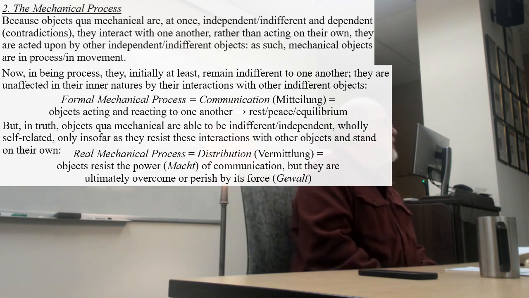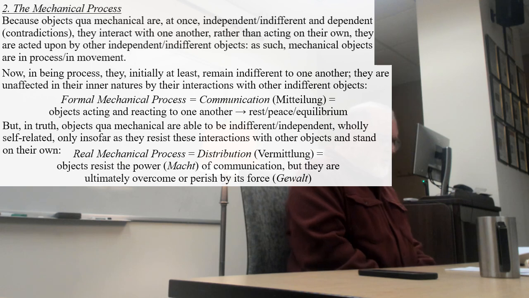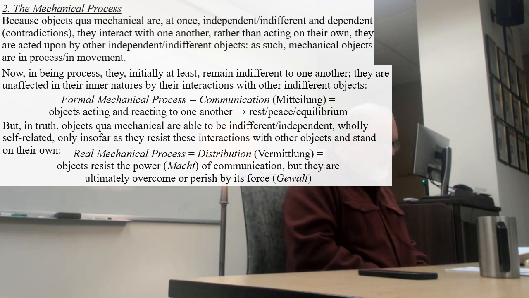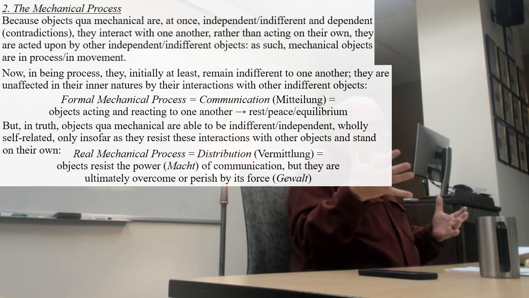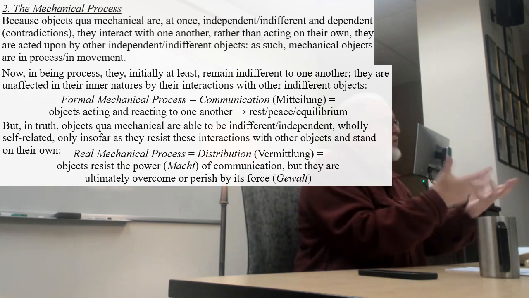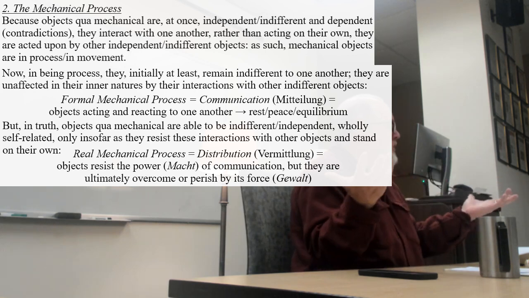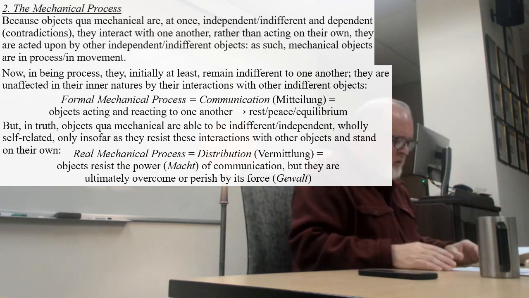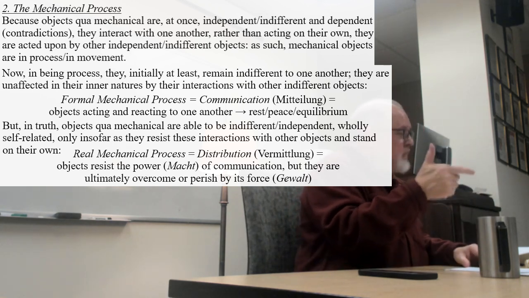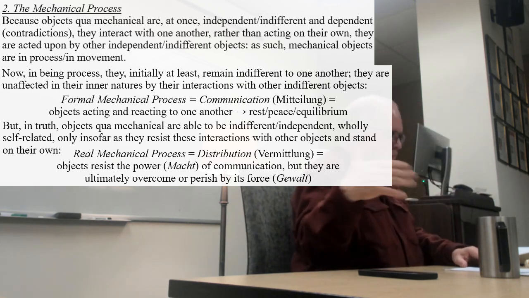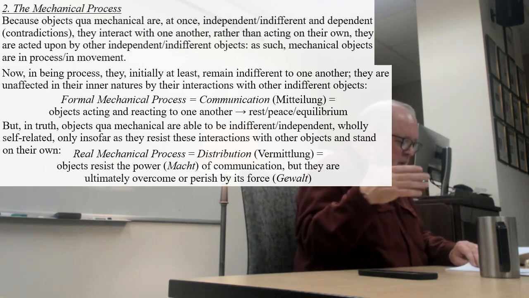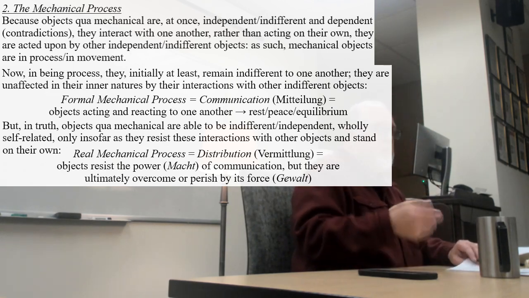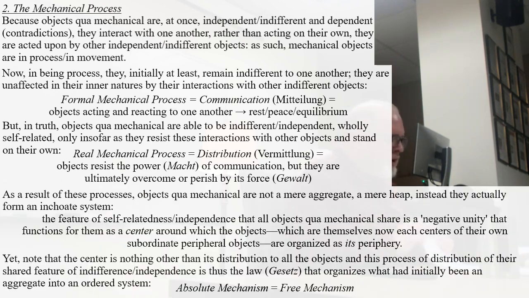So far, so good. But in truth, objects qua mechanical are able to be indifferent, independent, wholly self-related, only insofar as they resist these interactions. Because if they are all taken into a rest and equilibrium, then they've collapsed in their independence. So they've got to resist, react against this, drawing them all together. So that's the real mechanical process, what he calls distribution. Objects resist the power, the Macht, of communication, but they are ultimately overcome or perish by its force, Gewalt, so they're ultimately overtaken by that.